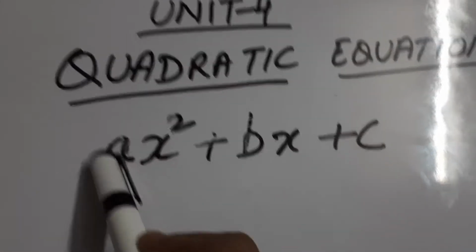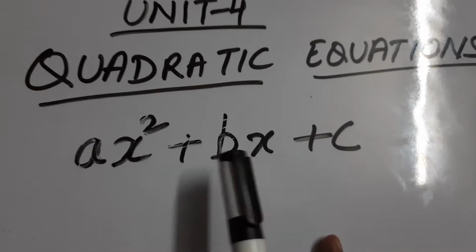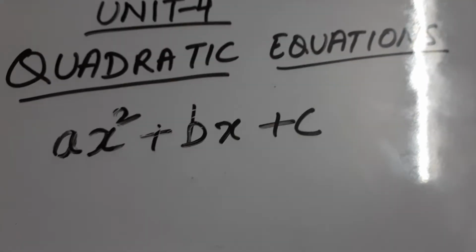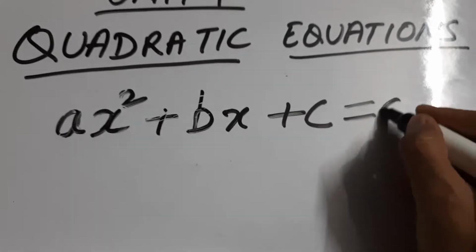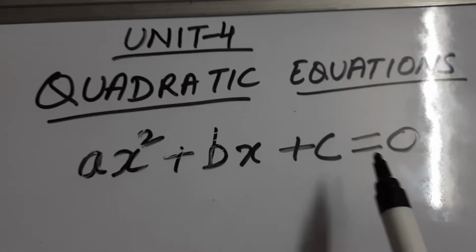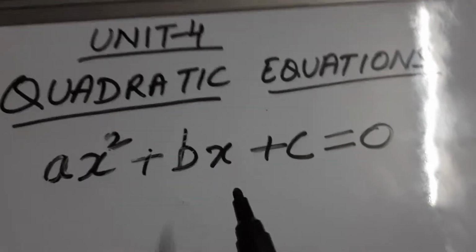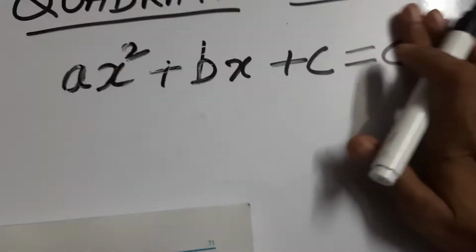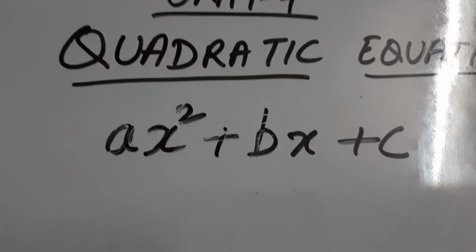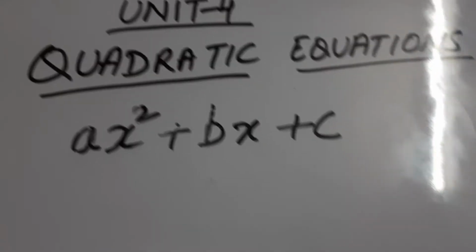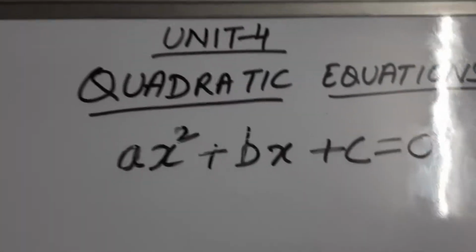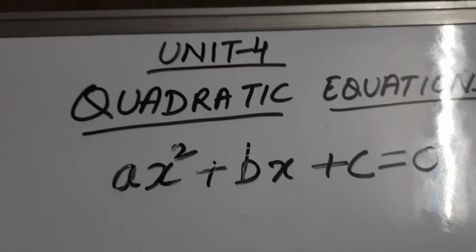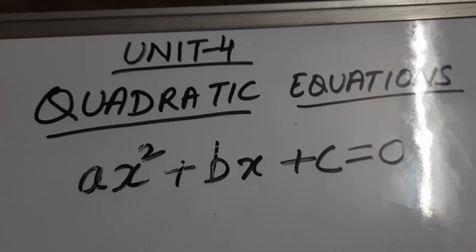Dear students, right now this expression is known as a quadratic polynomial, but when we equate it with 0, then it will become a quadratic equation. So I hope it is clear to you. If it is written just like this, then it is a quadratic polynomial, but if we equate it to 0, then we will call it a quadratic equation.